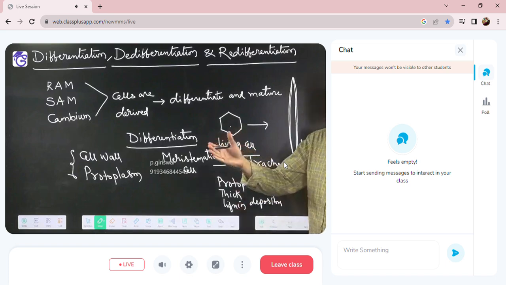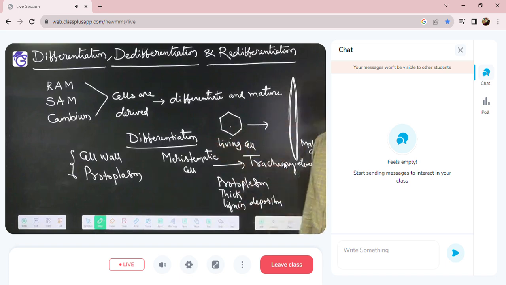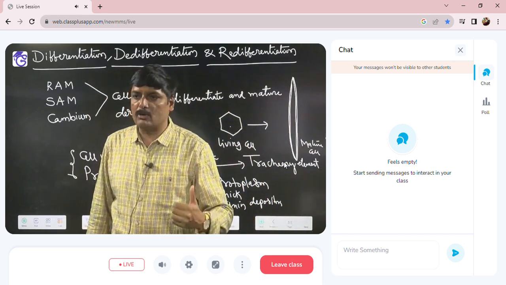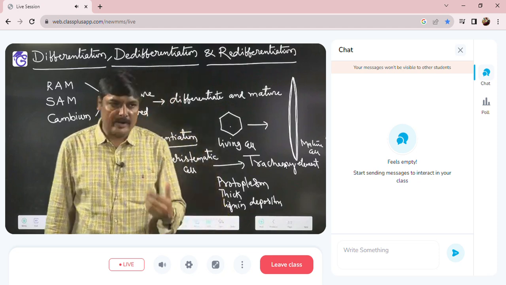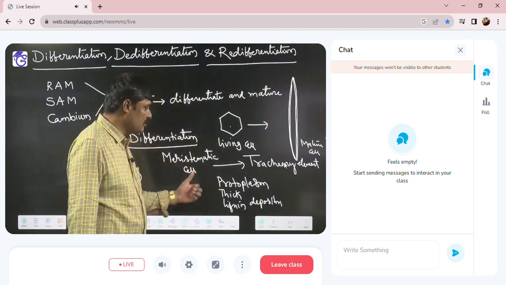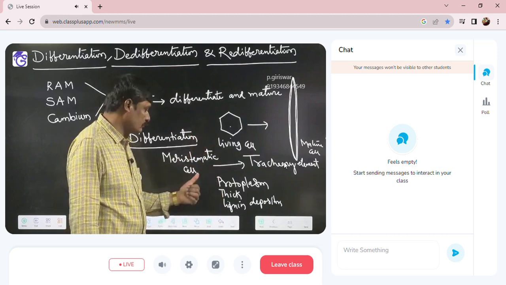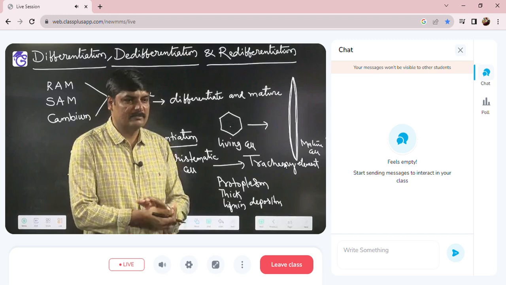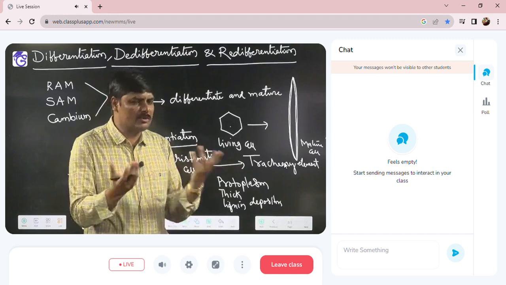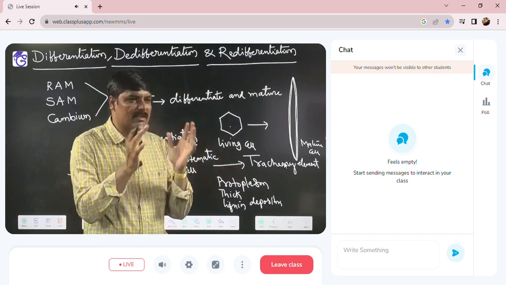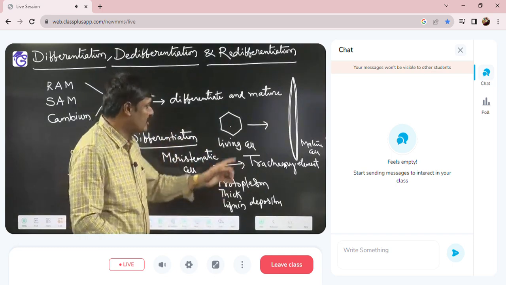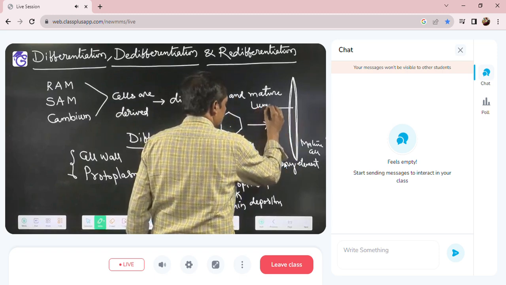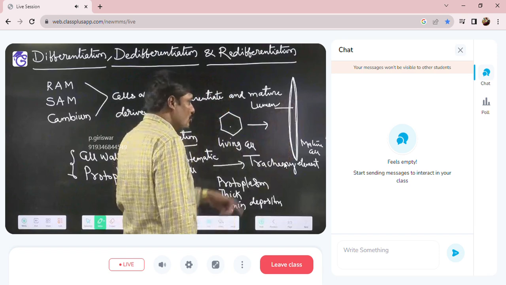Meristematic cells are living cells, tracheids are dead cells. That means in order to convert that living cell into a dead cell, it must undergo several changes. And finally, this leads to what is called differentiation. Students, I hope you understand. No protoplasm means no cell organelles, no nucleus, just the cell wall is present. And in that there is a space. This space is called the lumen, through which water is transported.